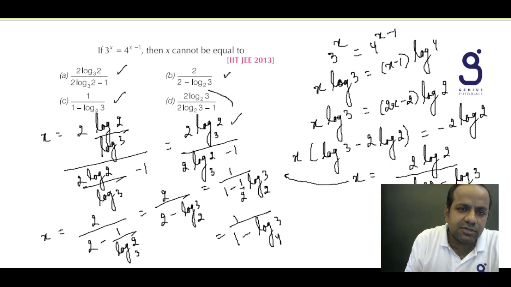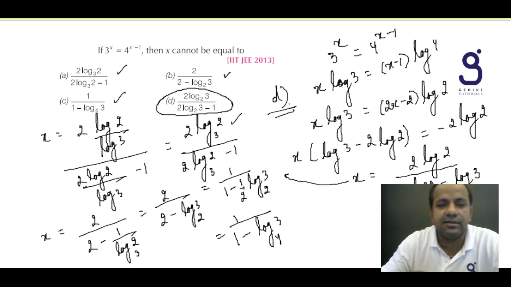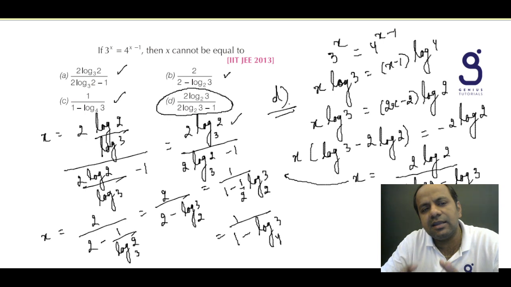The only incorrect option left is option D. So we can say out of these, option D is the correct answer to the question. That means x can be any value out of these four options except option D. I hope this is clear to all of you.